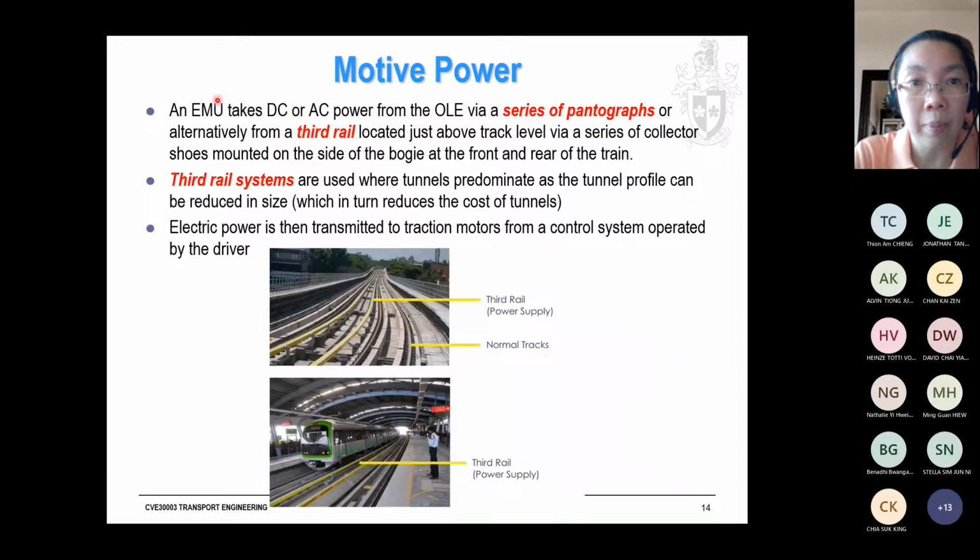And it may also draw power from a third rail. So this is the third rail on the track. Yeah. So the wheel of the train will be here, and it will draw power from the third rail. Okay, so these are your normal tracks. And here is another photo of the third rail, which is the power supply.